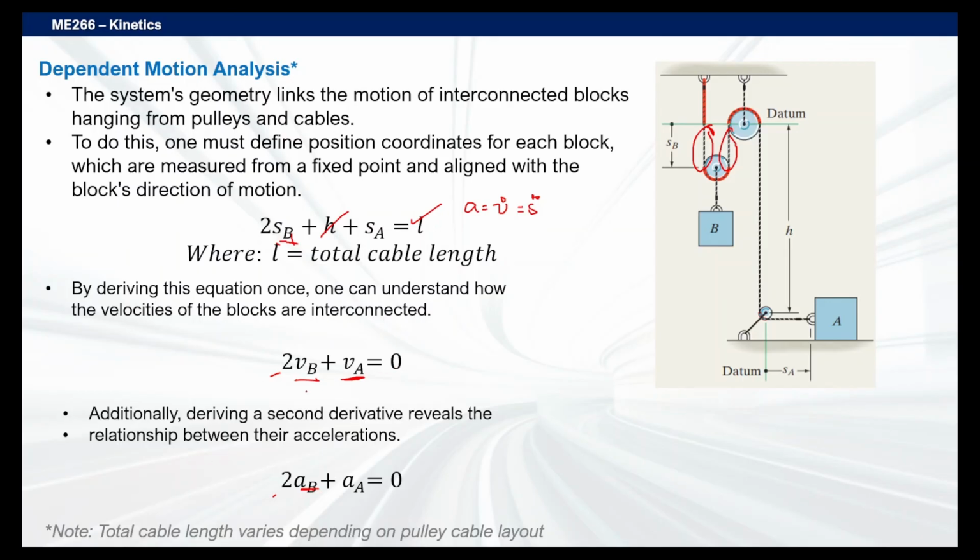The next one, if you differentiate this further, deriving a second derivative reveals the relationship between their accelerations. So from the perspective of velocity, it's just one derivation, but from the perspective of displacement, it's two derivatives. So that will be 2AB and A. And don't worry about the dt because the dt will cancel out eventually. You can actually divide both sides by dt, and you'll have this particular equation.